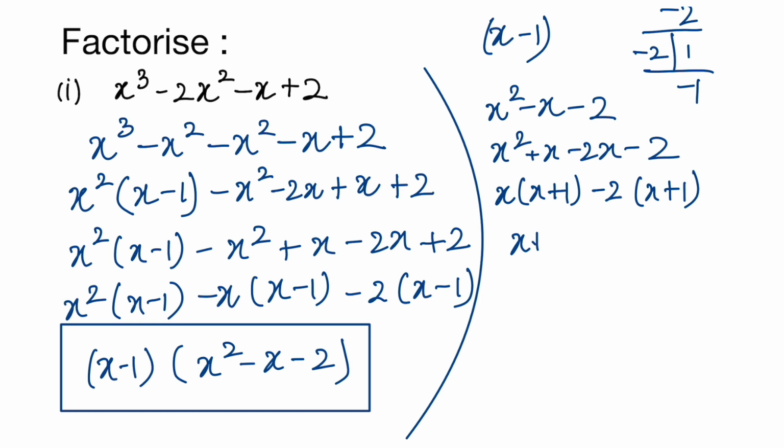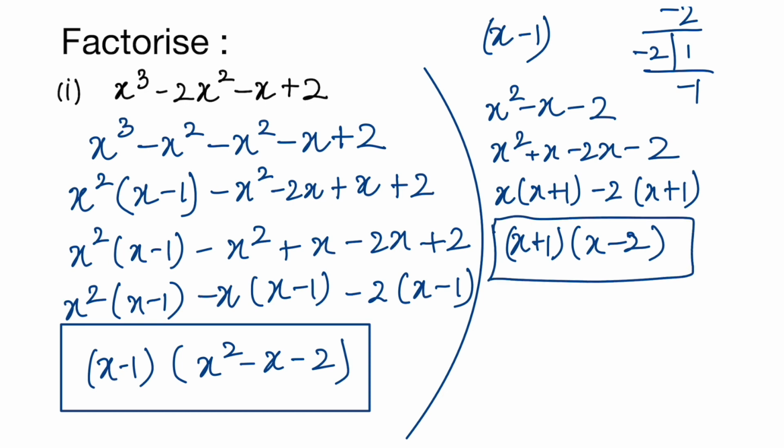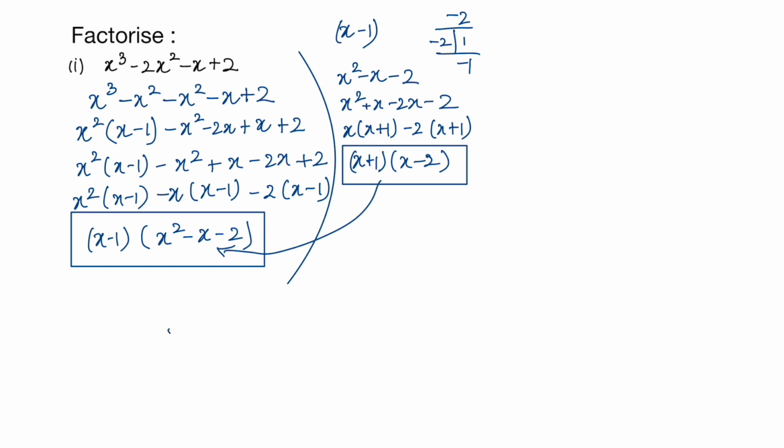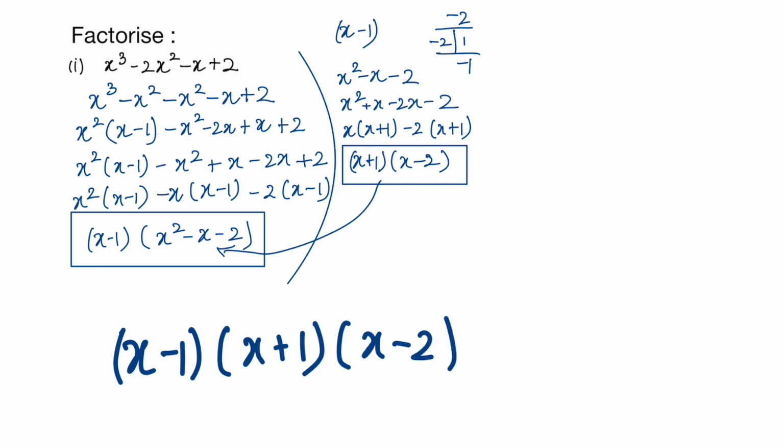From these two terms you can further take x plus 1 as a common factor, and we have x minus 2. Okay, now we are going to replace this instead of this one here. So the final answer that you can write is, I'll just increase the size of this, x minus 1 into x plus 1 into x minus 2.